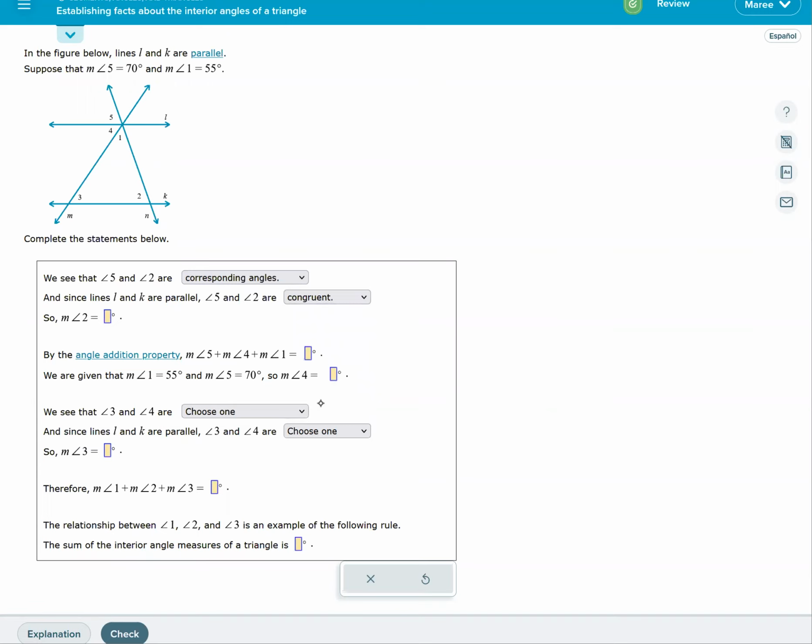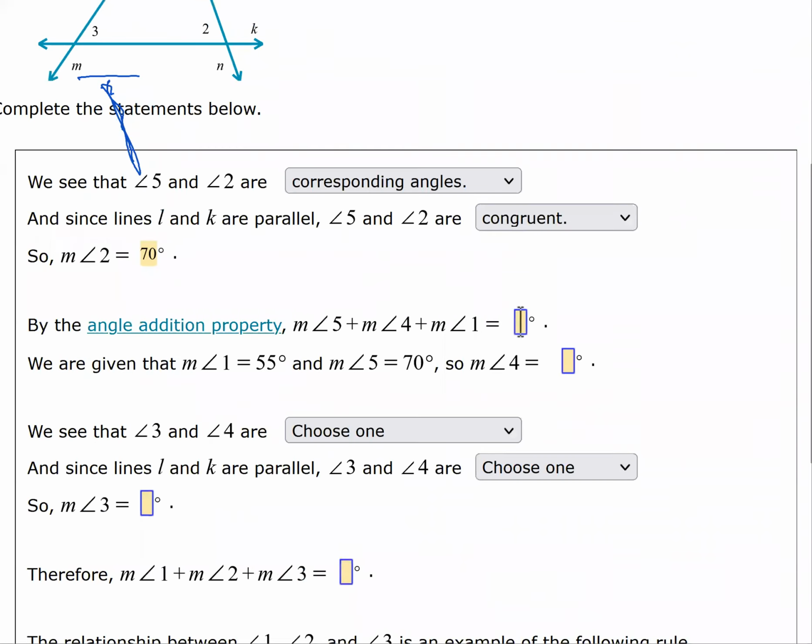And if you look at what was given in the beginning, measure angle 5 is 70. So that means that angle 2 will also be 70 degrees. And then by the angle addition property, we look at measure angle 5 plus 4 plus 1. So we want to look at all three of these angles. I start here at the beginning of 5, and here's the end of 1. It's a straight line. So I know that together they're going to be 180 degrees. That's how many degrees a straight line is.